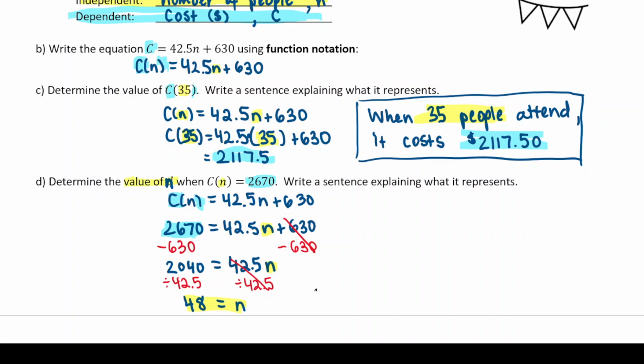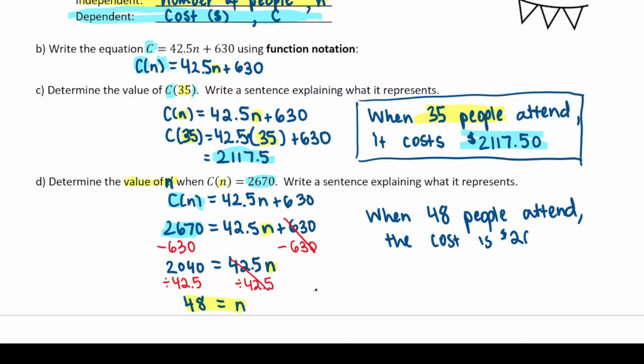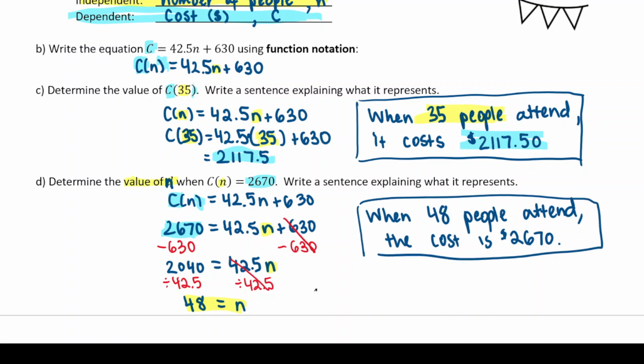So when I say this in a sentence, I could say when 48 people attend, the cost is $2,670. Should be careful to use units when you are writing these sentences, right? So sometimes you'll have to work backwards if you're given the value of the dependent variable.